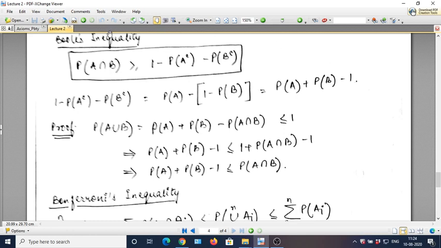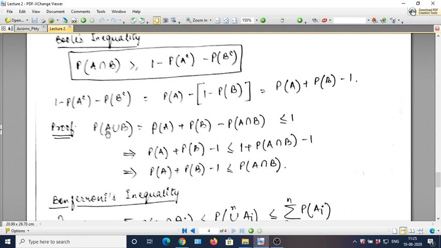We will prove this as follows. First, we will show that this and this are one and the same. There are two ways of writing the same expression. We take the right hand side, 1 minus P(A complement) minus P(B complement). We know that 1 minus P(A complement) is nothing but P(A), and P(B complement) can be written as 1 minus P(B), and therefore this is P(A) minus (1 minus P(B)). If you expand it, you will see that it is P(A) plus P(B) minus 1. Therefore these two are one and the same. Now we will prove this as follows.